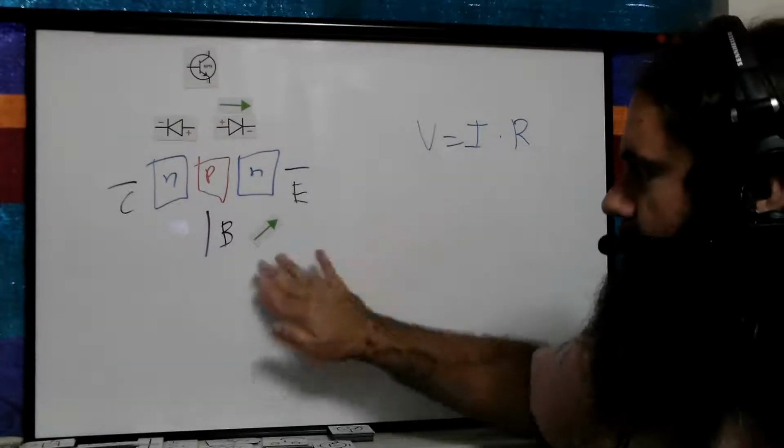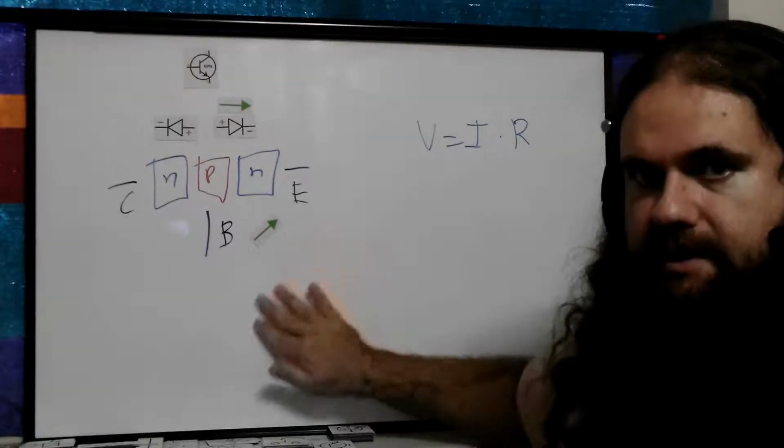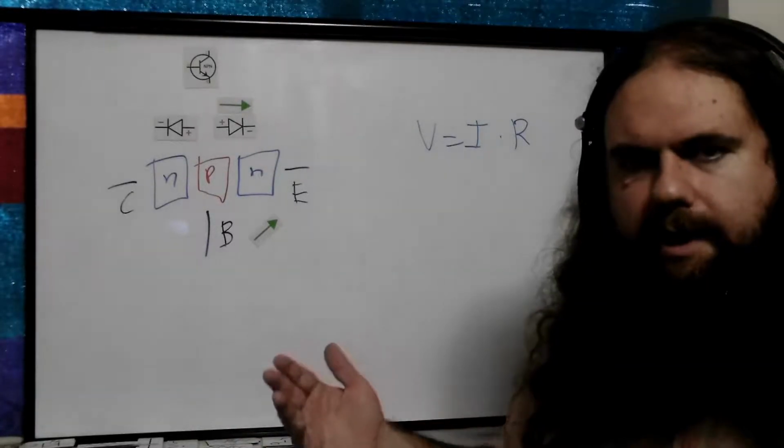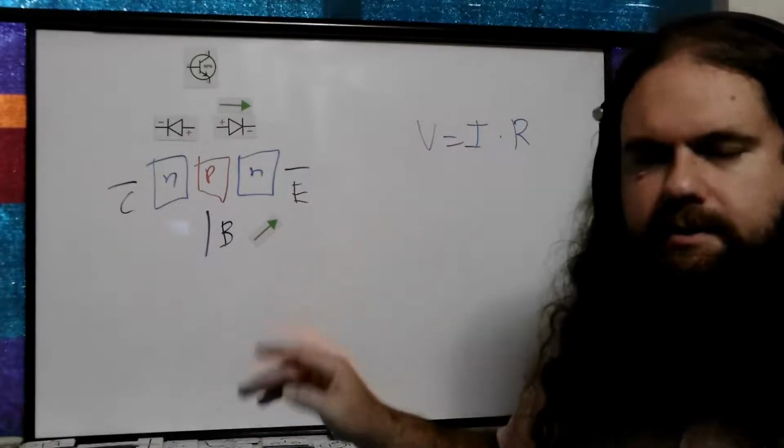But that's all that's happening. The voltage only matters to bias this junction or not. After that, it doesn't care, it doesn't notice. Unless you get crazy voltages and then you fry your transistor. You know what I mean.